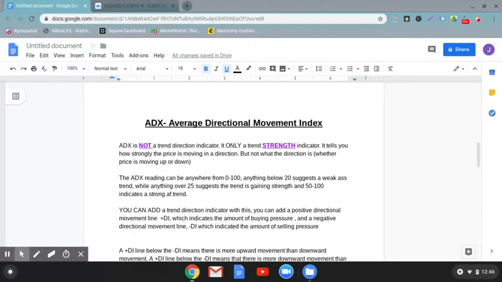Okay, that's why this will go very well with our RSI, right? Because the RSI will show you what direction the market is actually moving in, partner with the ADX, and we can see the strength of that trend, right? So the ADX reading can be anywhere from 0 to 100. Anything below 20 suggests a very weak trend, okay? While anything over 25 suggests the trend is gaining strength, and 50 to 100 indicates that that trend is very strong.